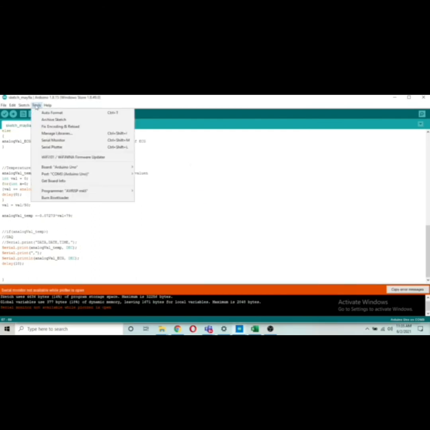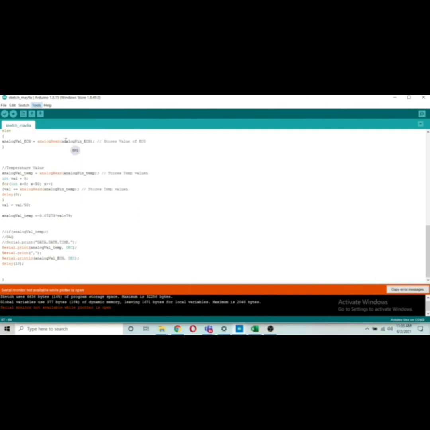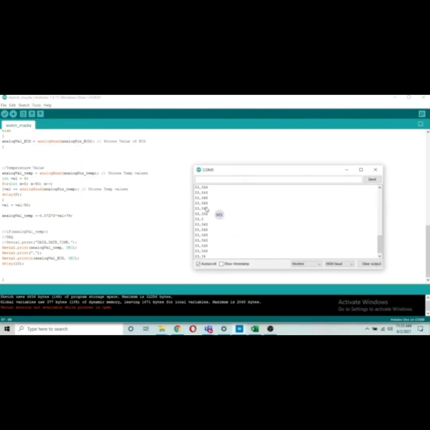Now let me show you the values on the serial monitor. Here 33 degrees Celsius is the value of room temperature, and 125 is the value of ECG, which is being plotted in the serial plotter. This was all from the software side.